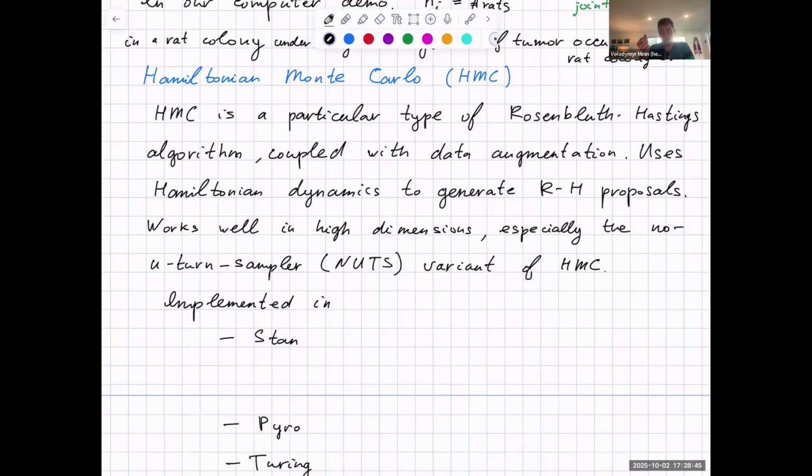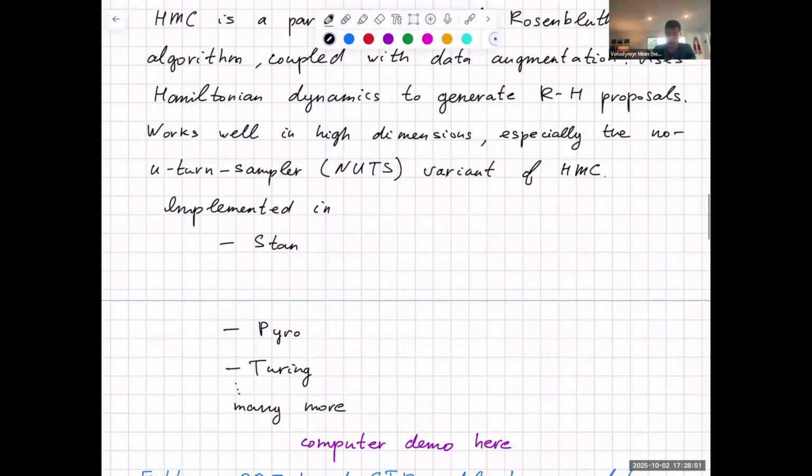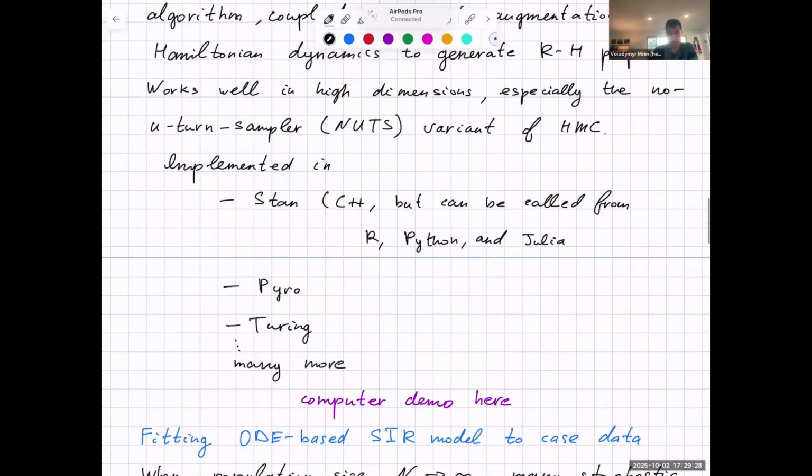Remember, the Metropolis-Hastings algorithm has this Q proposal density distribution that is very flexible. In this case, it's using something really clever, and it's implemented in many probabilistic programming languages. For example, Stan is a C++ based language, but it can be called, and we'll do that today, through APIs from R or Python and Julia as well.